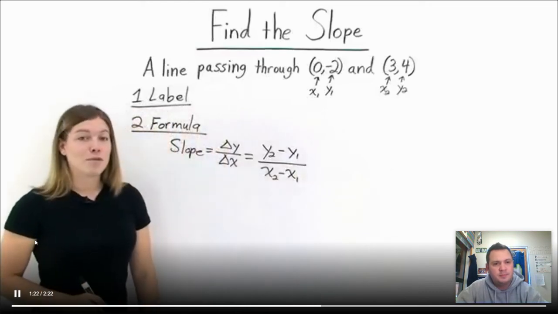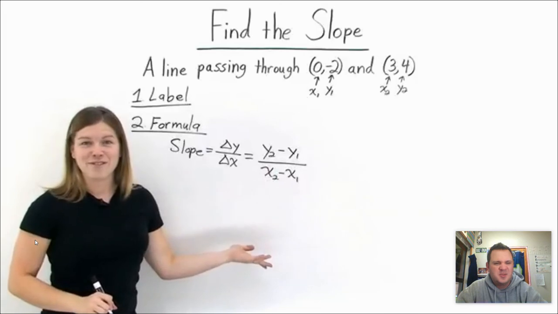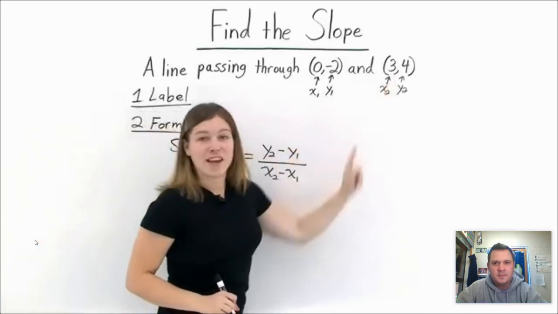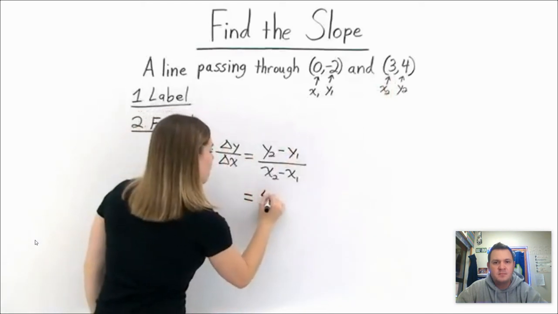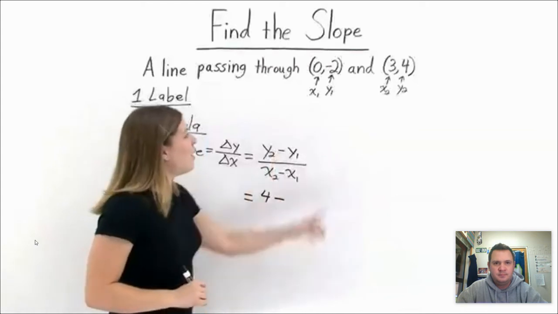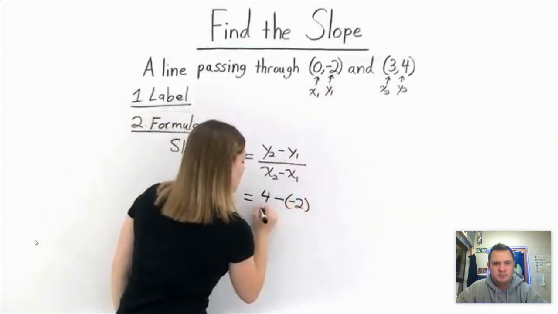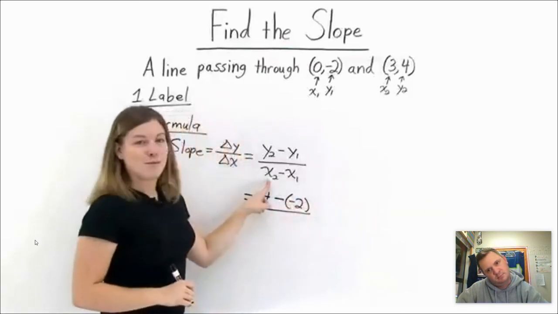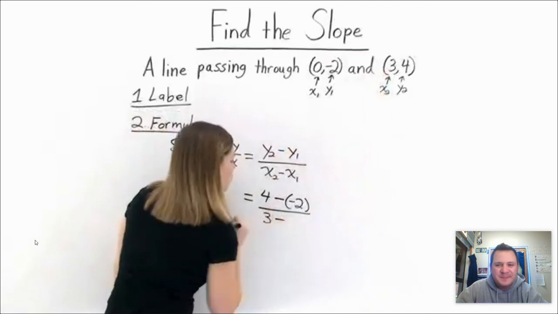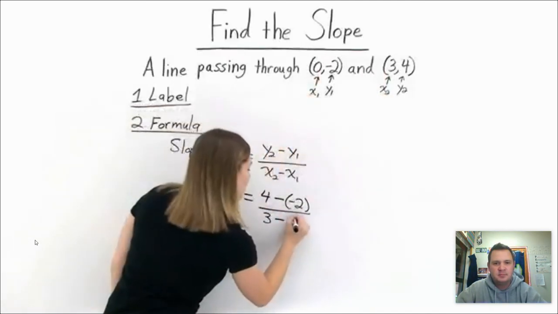So to find the slope of this line, all we need to do is plug in our coordinates and solve. So first we need to find y sub 2. Well, y sub 2 is 4. So we have 4, and then we copy down our subtraction and find y sub 1. Y sub 1 is -2. So we have -2. Now we find x sub 2. X sub 2 is 3. Copy down our subtraction sign, and we find x sub 1. X sub 1 is 0.